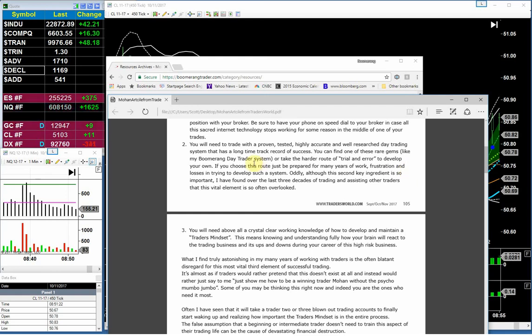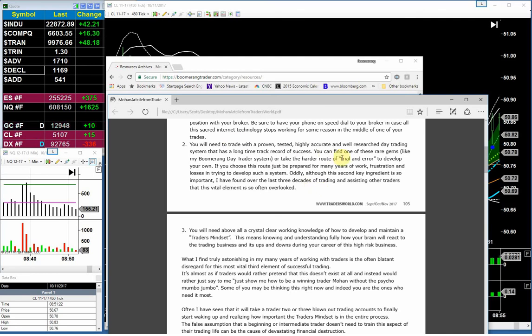If you choose, and this is important, you can find one of these rare gems, like my Boomerang Day Trader system, or take the harder route of trial and error to develop your own. If you choose this route, just be prepared for many years of hard work, frustration, and losses in trying to develop such a system. Oddly, although this second key ingredient is so important, I have found over the last 3 decades of trading and assisting other traders that this vital element is so often overlooked.